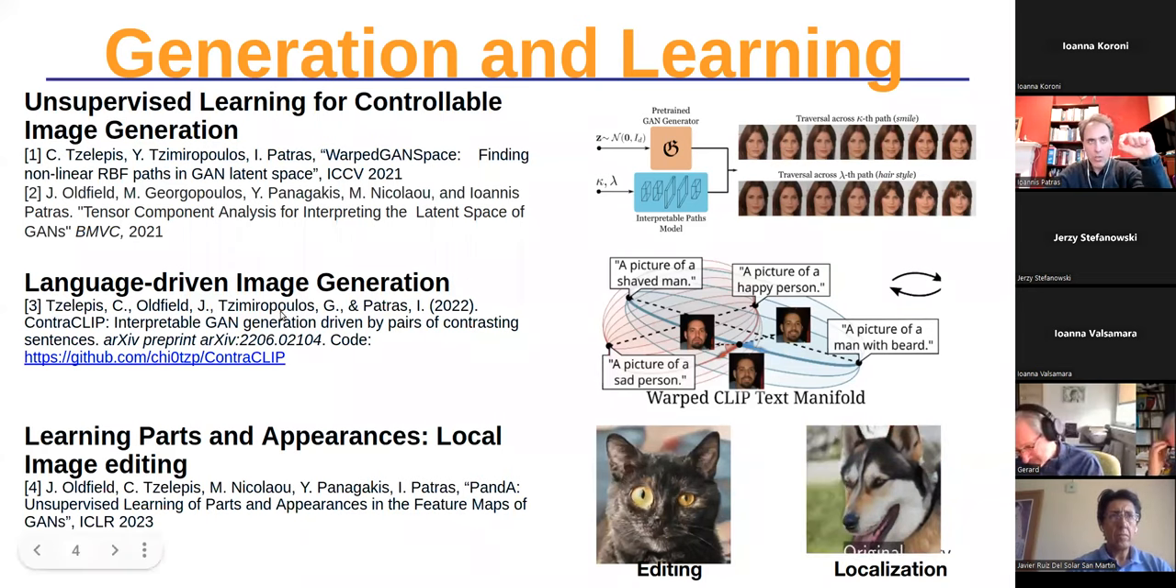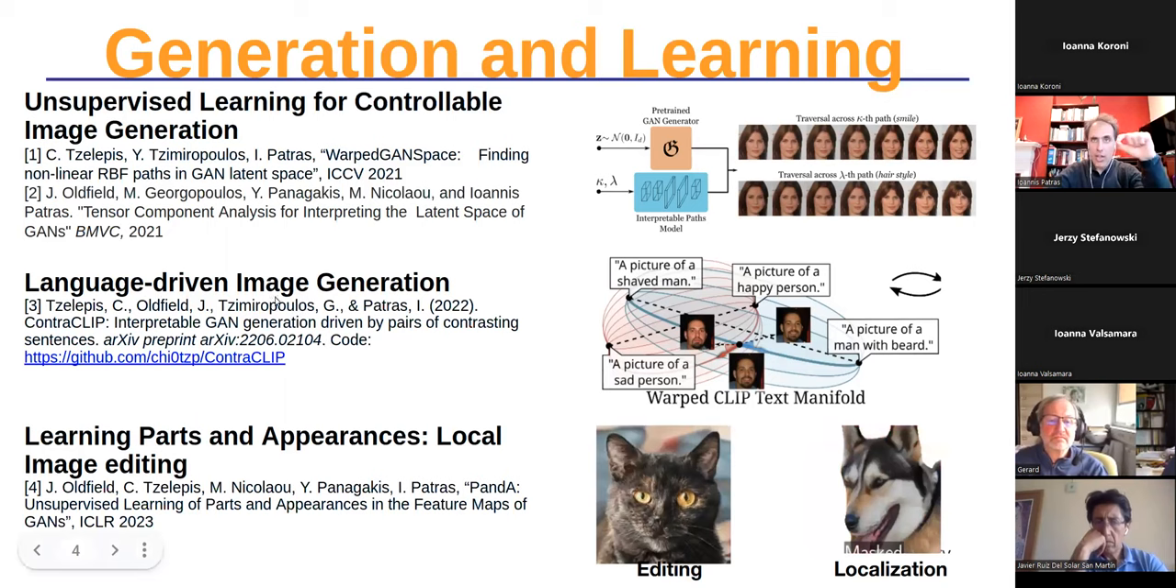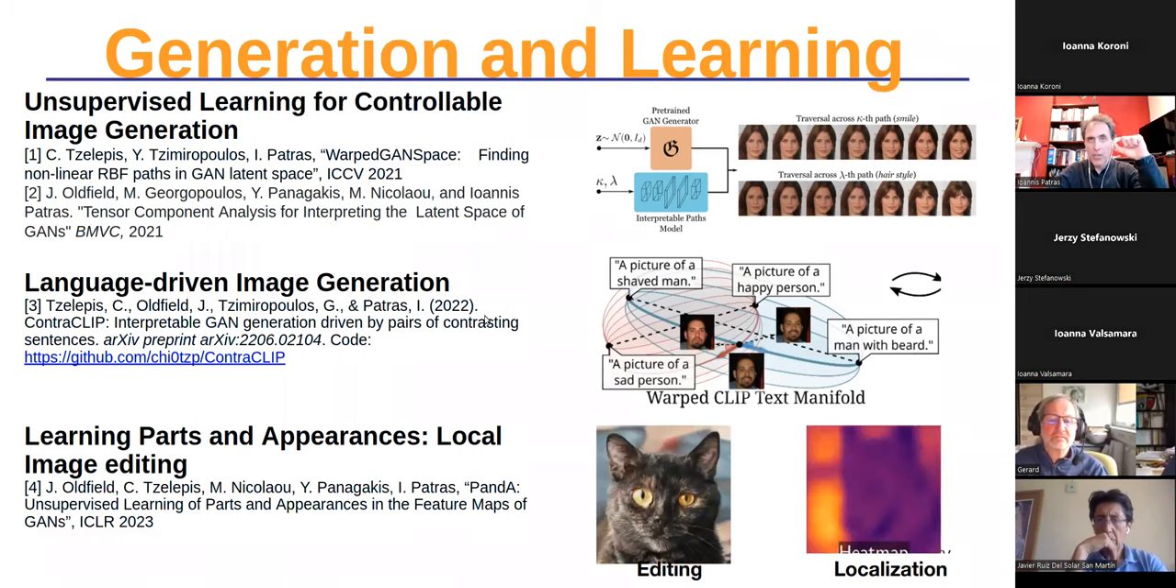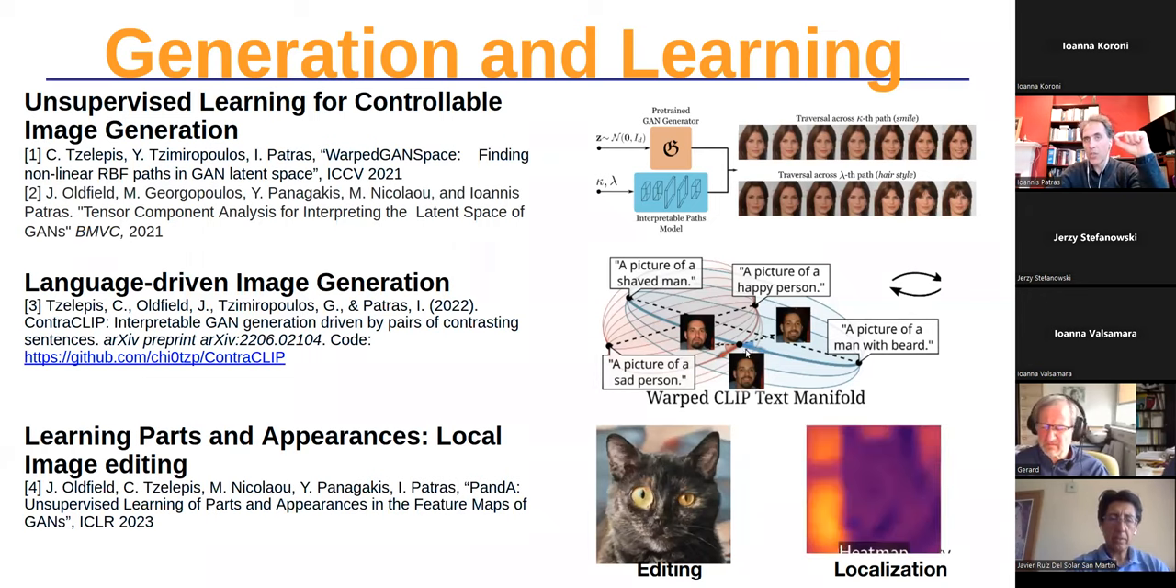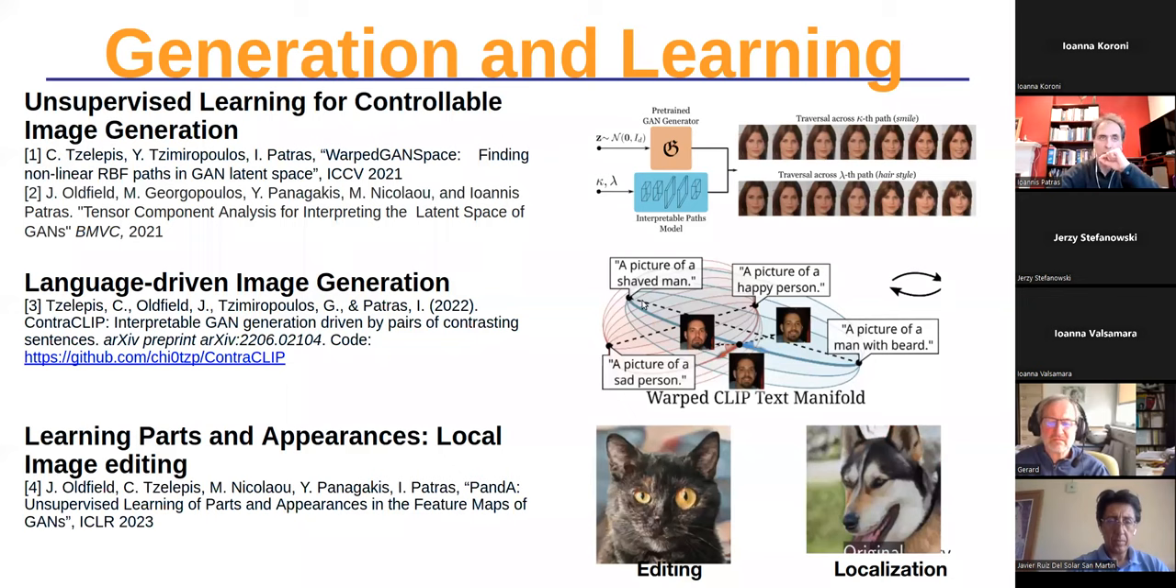In the second work, which is also a recent work, these paths are controlled using natural language. The idea now is that you define contrasting sentences in natural language, and starting from a synthetic image, you can traverse a path that goes from a picture of a shaved man into a picture of a man with a beard. So starting from an arbitrary synthetic image, you can add facial hair or you can remove facial hair.